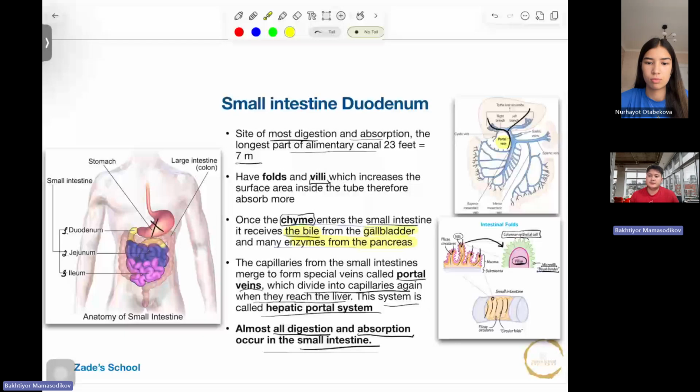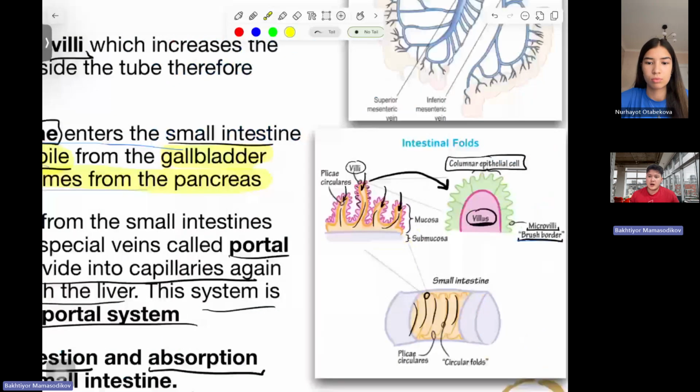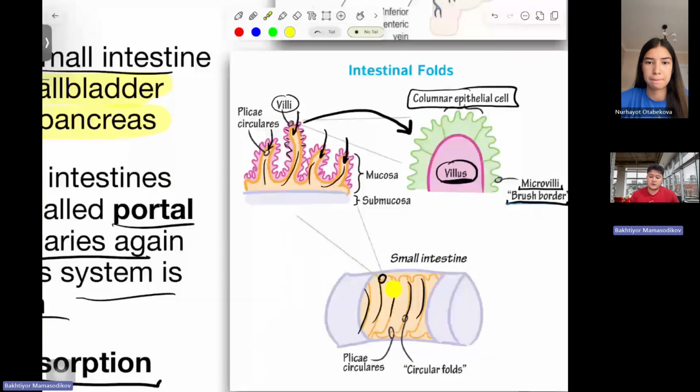Everything visible? Yes. In a small intestine, inside there are folds. You can see the folds here, right? I will show you the cross section of the folds. This is the fold, which is called the plica circularis.